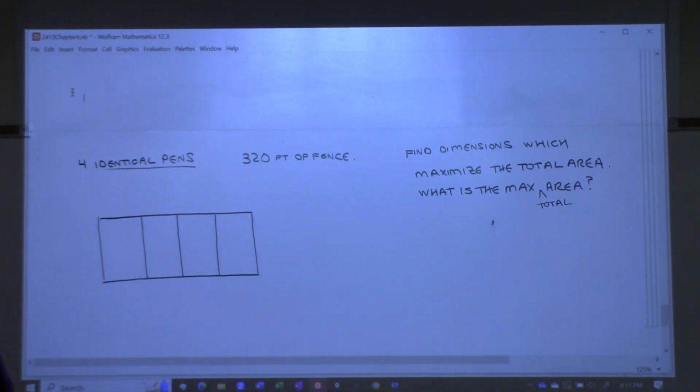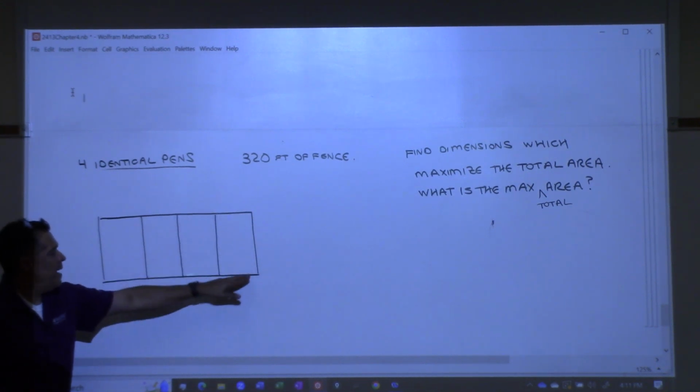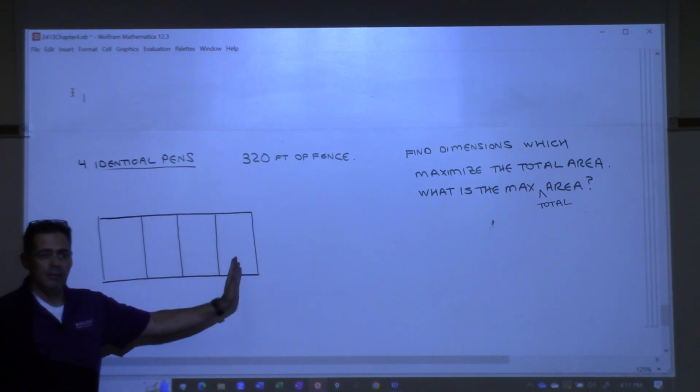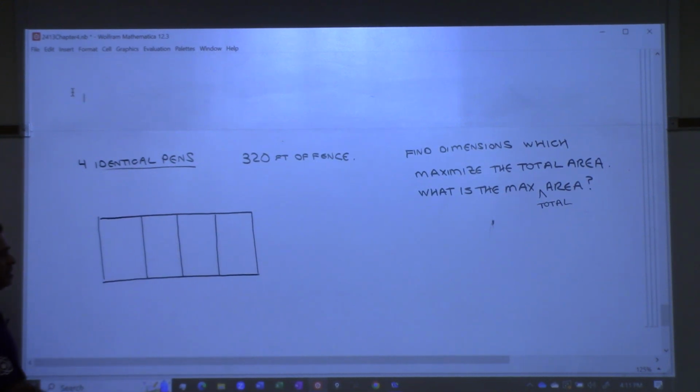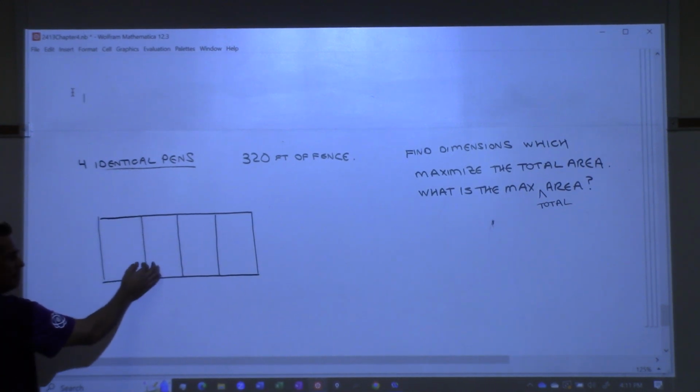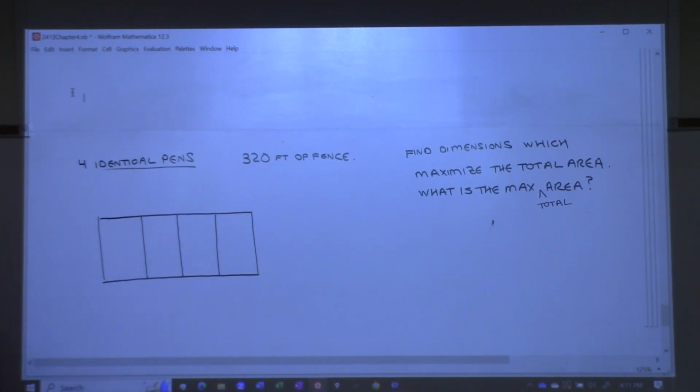Are they four separate pens or is it one? No, this is one big pen that has partitions down the middle. So you need fence everywhere you see black lines. These are not doubled up. You can use this wall for both pens. Understand the problem?